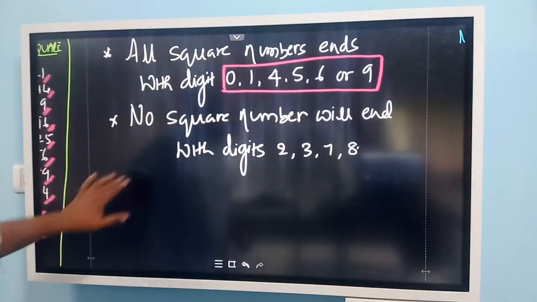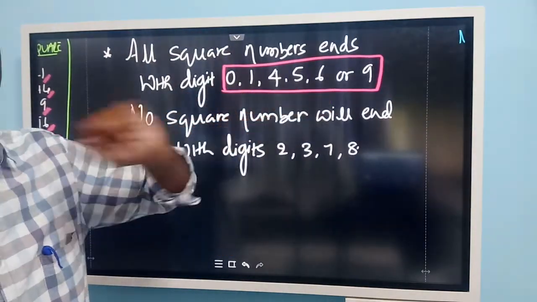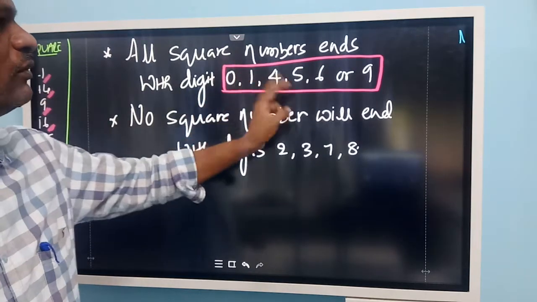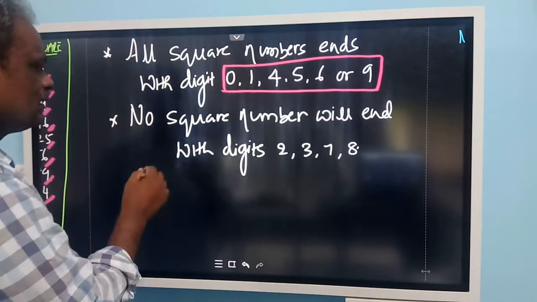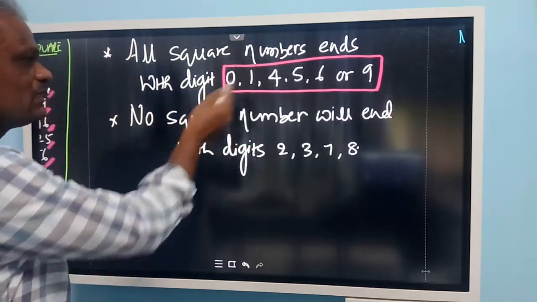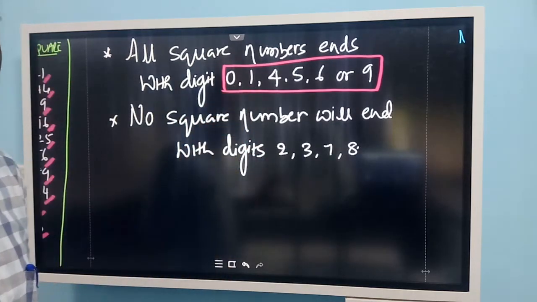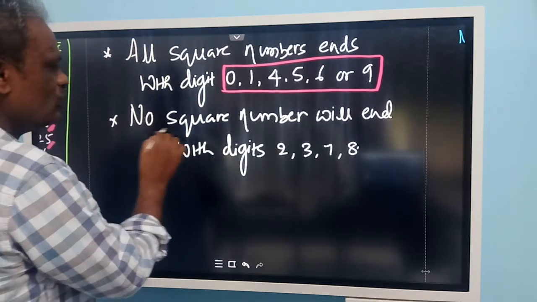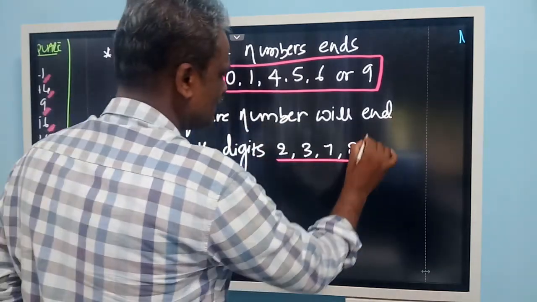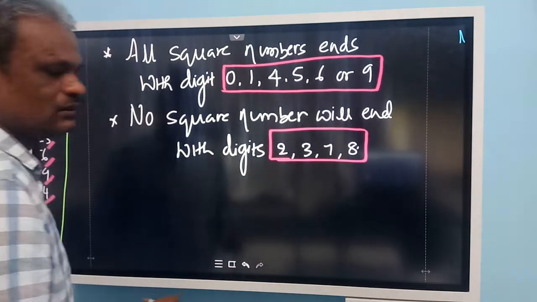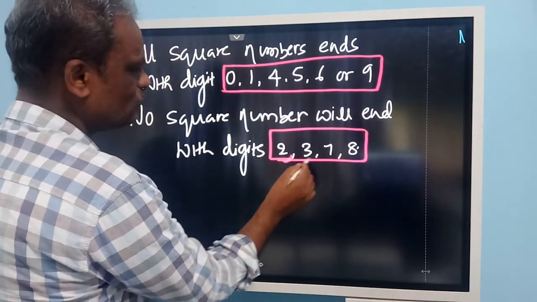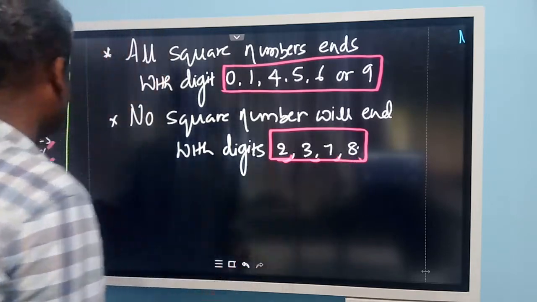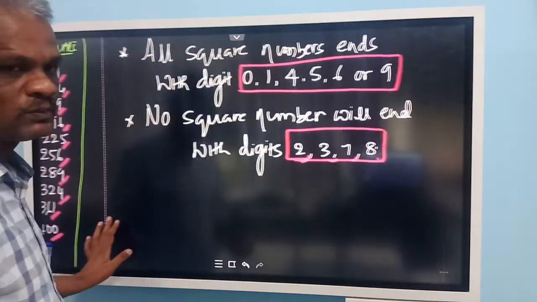You take any numbers, all the square numbers end with the digit 0, 1, 4, 5, 6 or 9. Suppose a number is ending with anything other than these, then it is not a square number. Therefore, no square number will end with the digits 2, 3, 7, 8. You take any square number, you will not see the digit 2, 3, 7, 8 at the end. That means in units place.